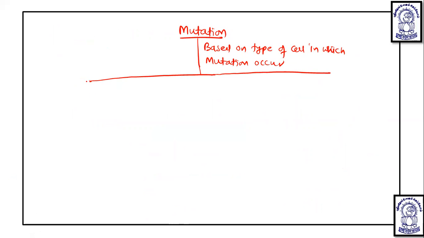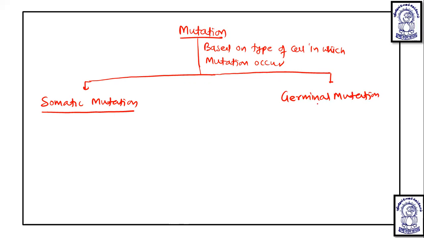If we talk about this, then this is of two types. One is somatic mutation, and another one is the germinal mutation. In somatic mutation, the mutation occurs in somatic cells.